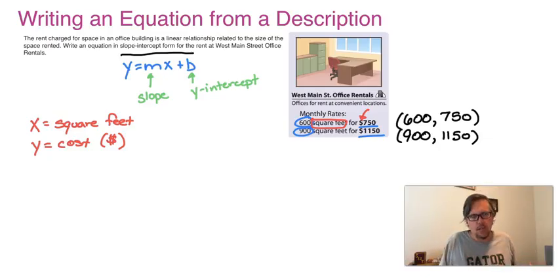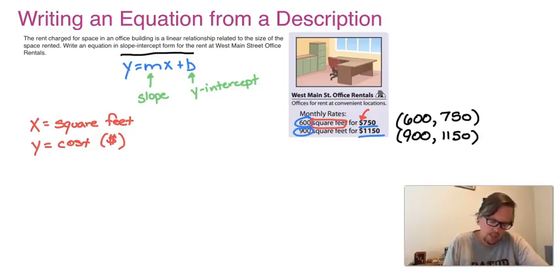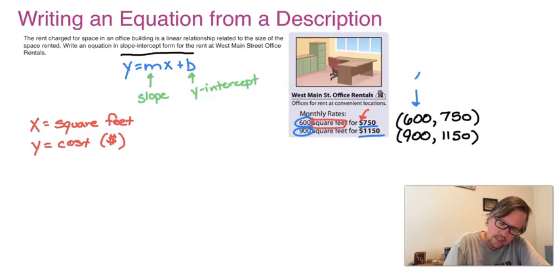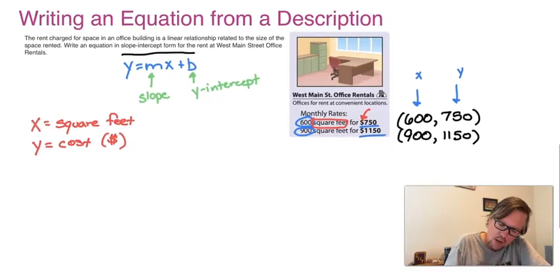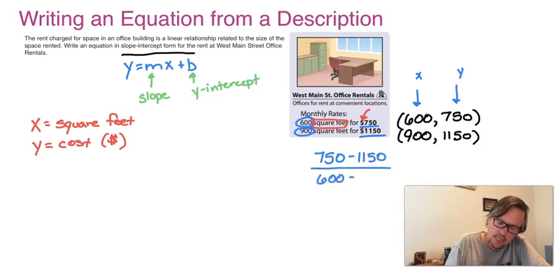And we already know a way to find slope when we are given two coordinate pairs, and that is find the difference in y, find the difference in x, and then do y over x to get our rise over run. So this column right here was our x, and this column right here, those were our y's. And so let's go ahead and find the difference in our y's. We can do 750 minus 1150. Those are our y's. And we can do 600 minus 900. That's the difference in our x's.